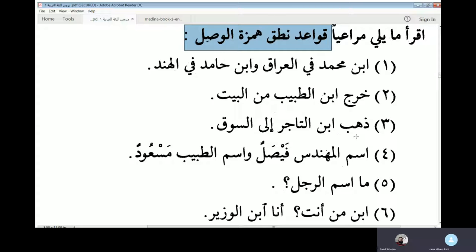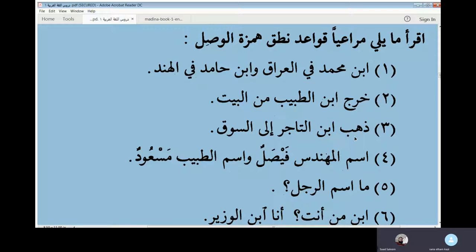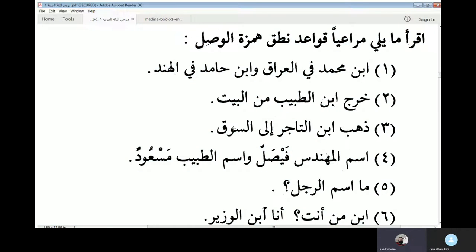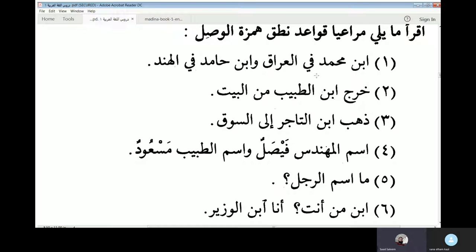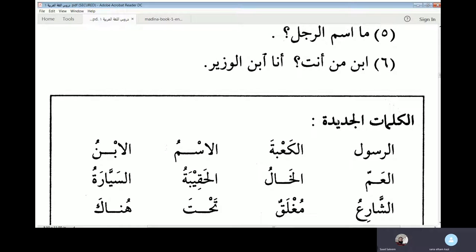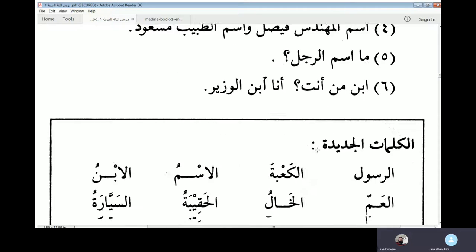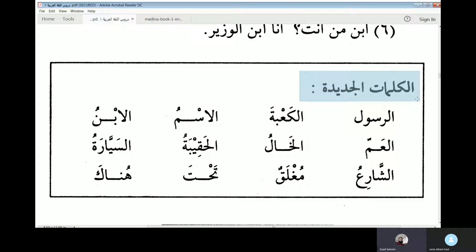Same thing: Dhahabab nu tajiri ila suqi. Kharajab nu tajiri. On normal occasions, the majority of people will say Kharaja ibn tabibi, Dhahaba ibn tajiri, but here we had better say Kharajab nu tabibi, Dhahabab nu tajiri. So, if Hamzatul Wasl is coming at the first letter, then we will read it, right? If it is in the middle, we will not. Yes, you are right. Al-Kalimatul Jadida, new words.